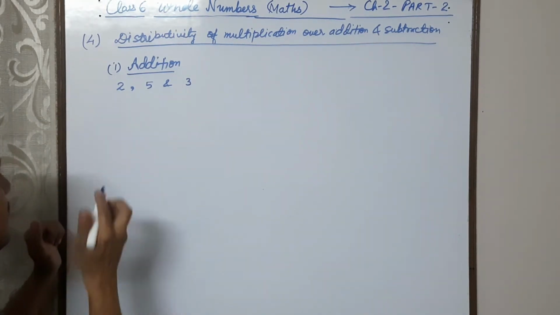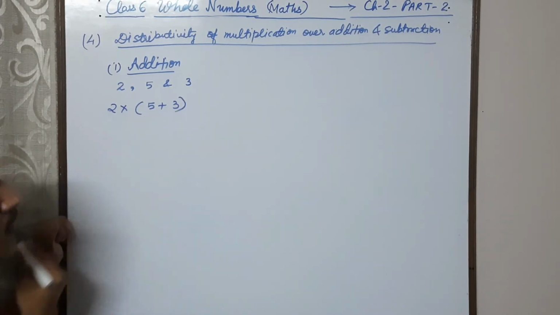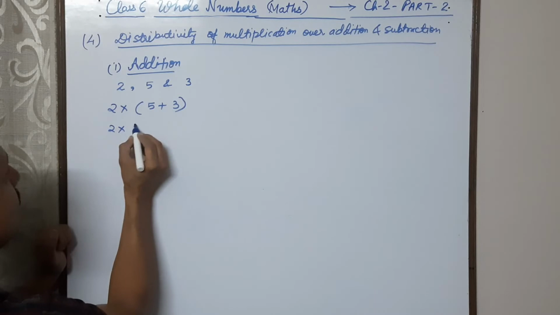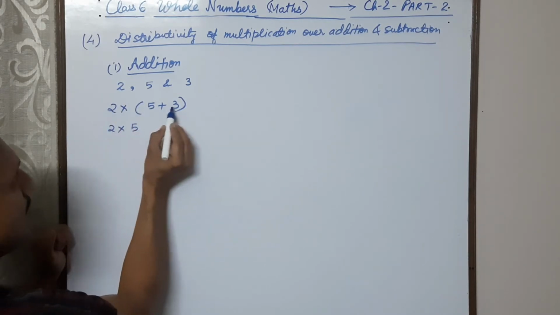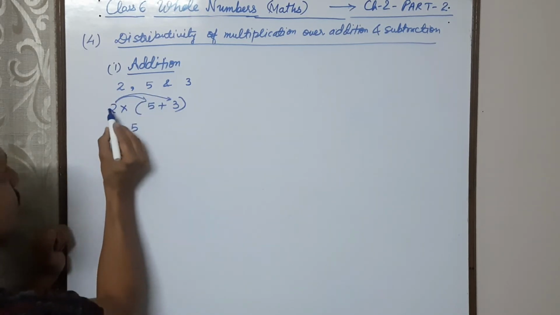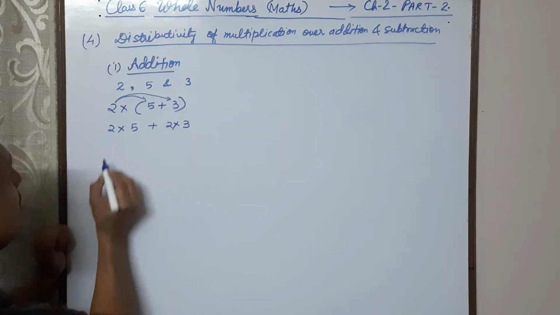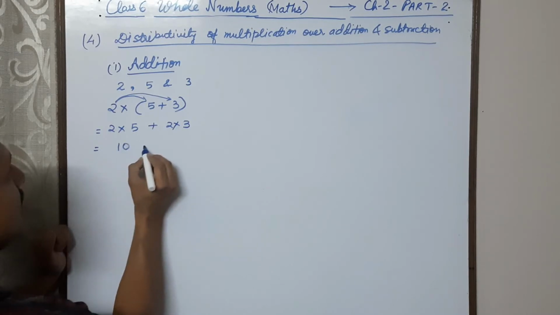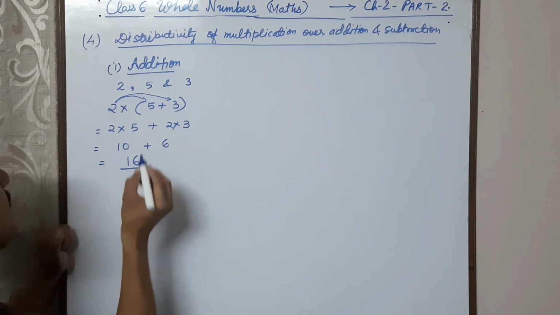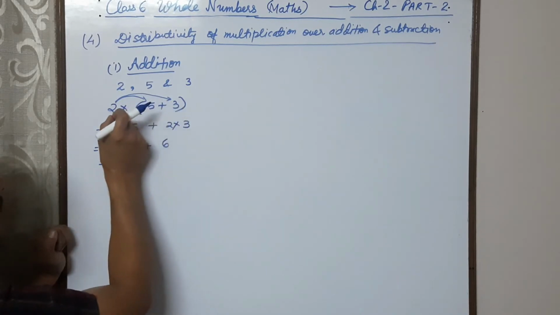Now make the arrangement like this: 2 into 5 plus 3. 2 is distributed to both 5 as well as 3. So 2 is distributed to 5 plus 2 is distributed to 3. So 2 5s are 10 and 2 3s are 6. 10 plus 6 is 16. Or without distributing, if we add this first and then multiply by 2, what result will we get?